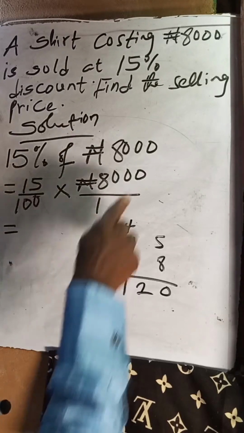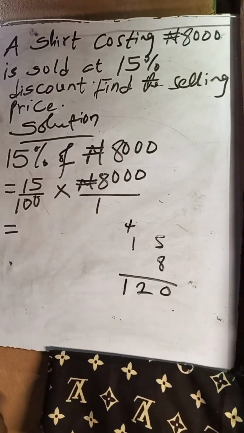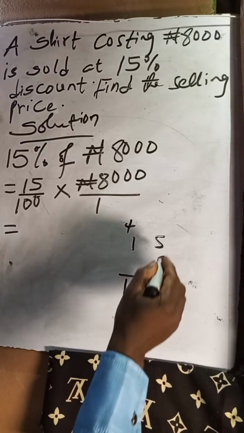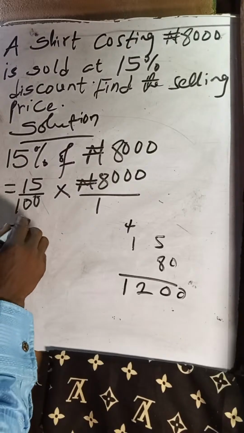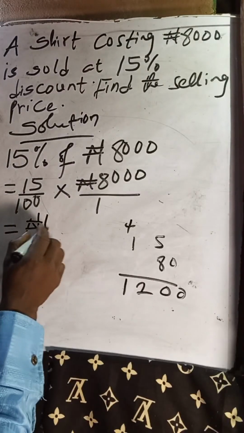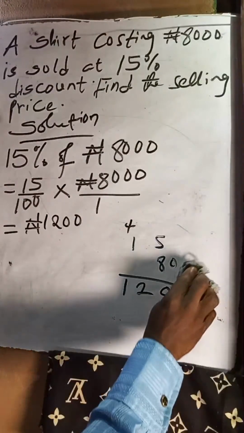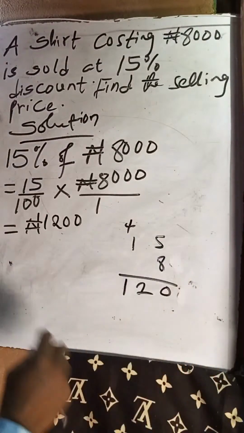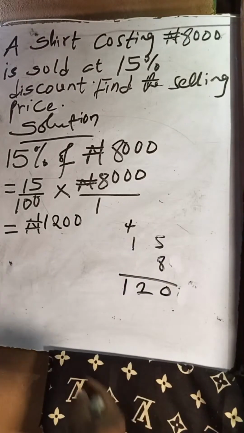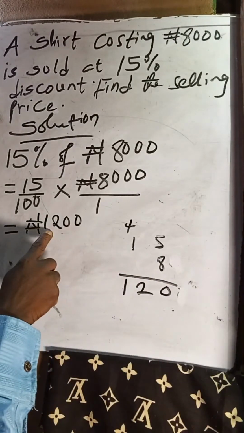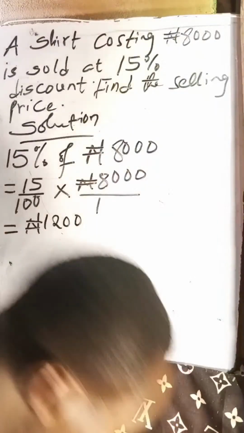But remember, we're supposed to be left with 80, but we decided to leave the 0. So I'm now going to put 0 here. I hope that's clear. So it means we have 1,200. Please don't forget that. It's very important. Just forget about the zeros and do the non-zeros first. Then at the end of the day, put the zeros at the end of the answer. That gives 1,200.